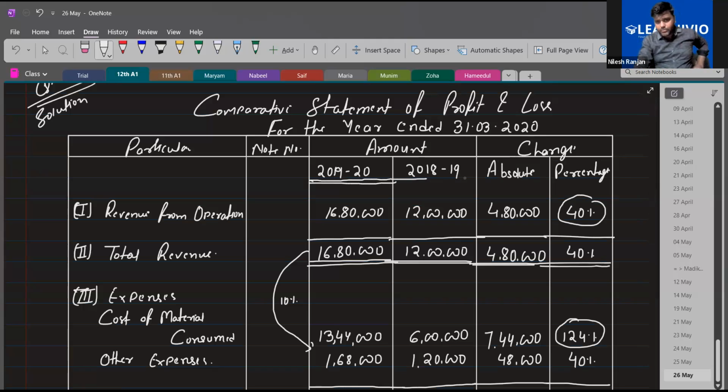You want to copy this or want to solve a new question? Leave the question, you can solve it at home. Just if you want to copy this, copy. Otherwise, we will discuss common size statement. Sir, we will copy. Yes.